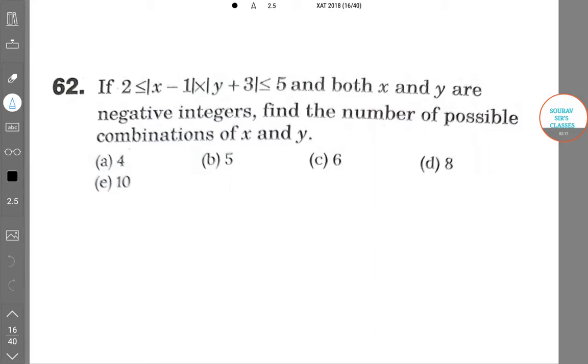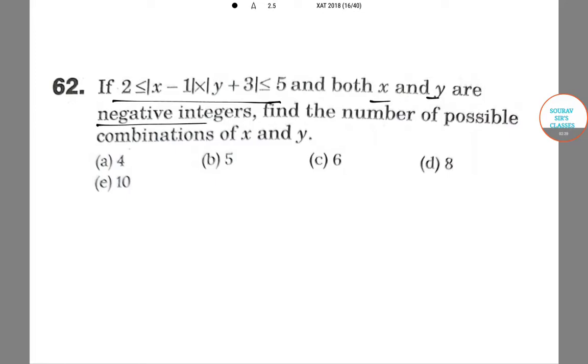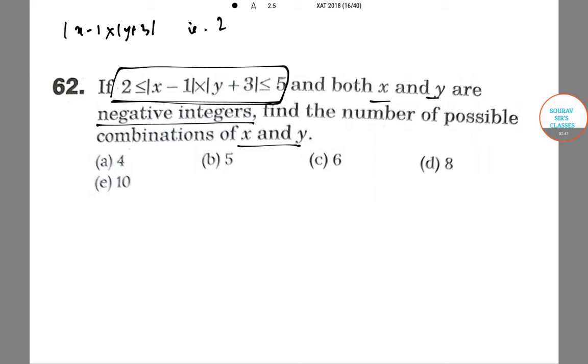The next question is, if 2 is less than or equal to mod of x minus 1 into mod of y plus 3, which is less than or equal to 5, and both x and y are negative integers, find the number of possible combinations of x and y. Now, by looking at this equation, we can say that mod x minus 1 into mod y plus 3 can have only 4 values, that is 2, 3, 4 and 5.